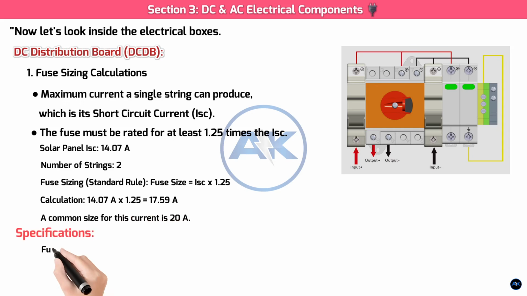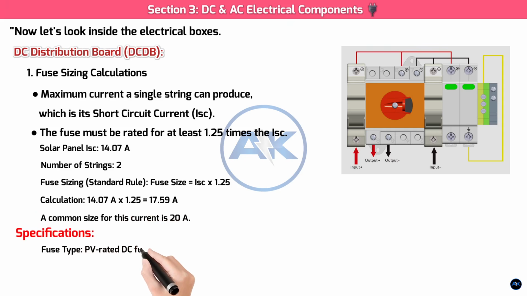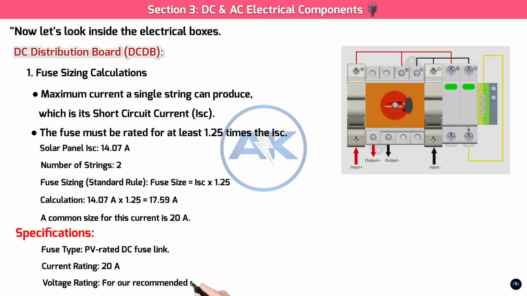Specifications. Fuse type, PV rated DC fuse link. Current rating, 20 amps. Voltage rating: the fuse must be rated to handle the maximum open circuit voltage, VOC, of the string. For our recommended string of 9 panels, 9 times 52.47 volts equals 472.23 volts. A fuse rated for 1000 volts DC is the standard and safest choice as it provides a generous buffer. Quantity: you will need 2 fuses, one for each of the 2 solar strings.